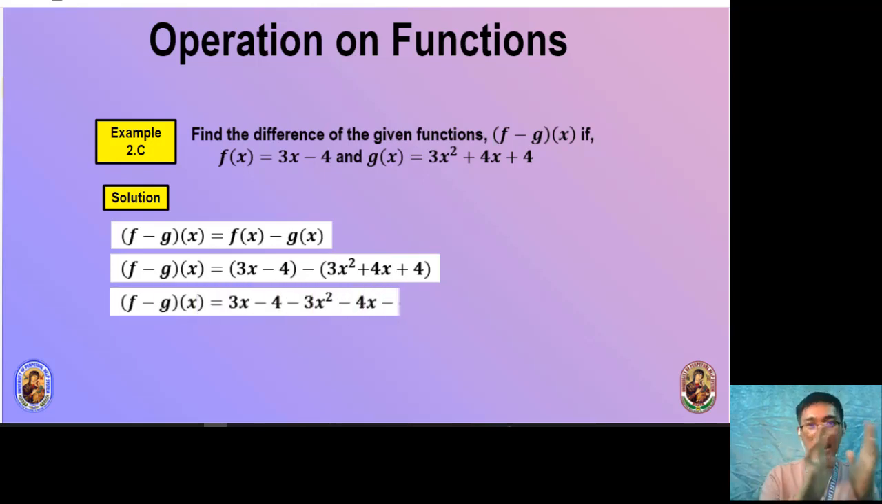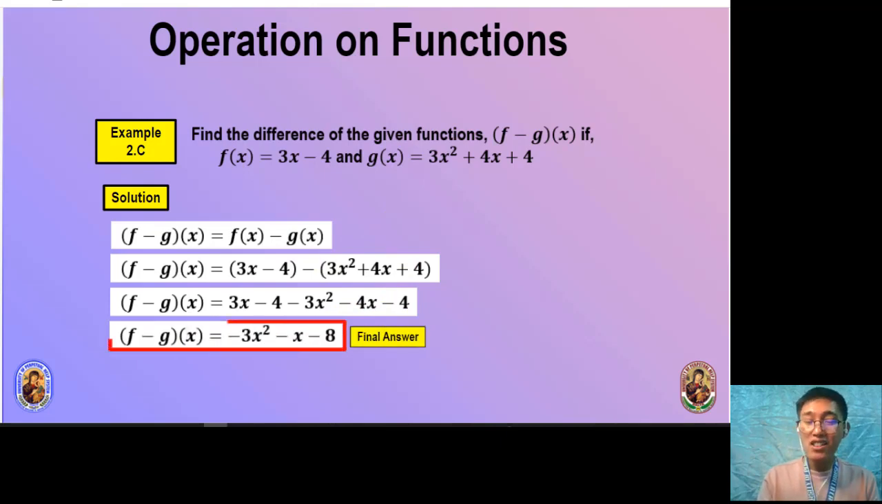After that, you distribute the negative symbol in the subtrahend, or in the function of g of x, to reverse the sign. So we'll have here negative times positive 3x squared is negative 3x squared, negative times positive 4x is negative 4x, and negative times positive 4 is negative 4. Then combine like terms. We'll have here negative 3x squared. Why? Because it does not have a partner in the terms. It is solely negative 3x squared, none else. So we'll just copy or drag it down here.